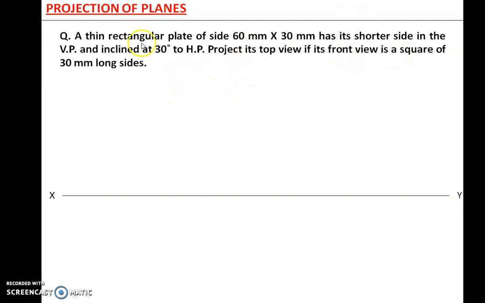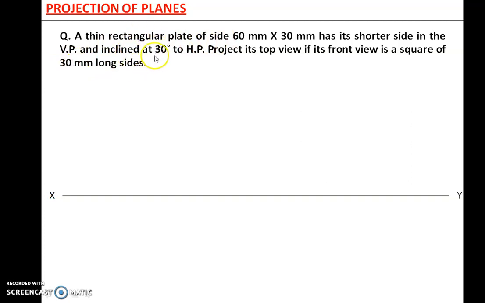So one by one, starting from where shall be the true shape. Now the true shape will be decided by this, that the shorter side is in VP. So we will assume that the complete rectangular plate is resting in VP or on VP. So you can assume that the complete board is fitted on the wall. So the true shape of the rectangular plate will be seen in front view.